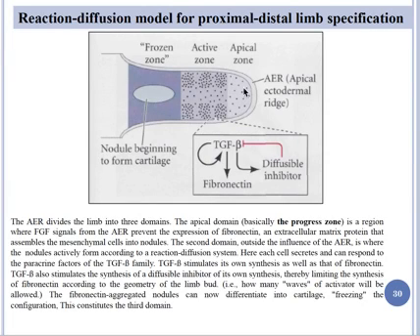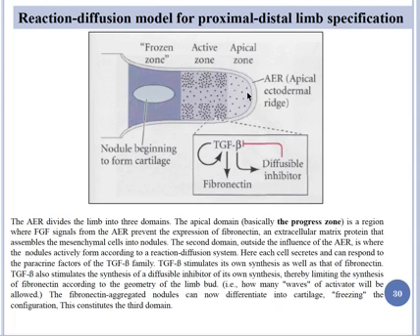So the third model of the specification of limbs according to the proximal distal axis is called the reaction diffusion model. According to this model, the AER will divide the limb into three domains or three zones. The first zone just under the AER is called the apical zone. The second zone is the active zone, and finally the frozen zone.